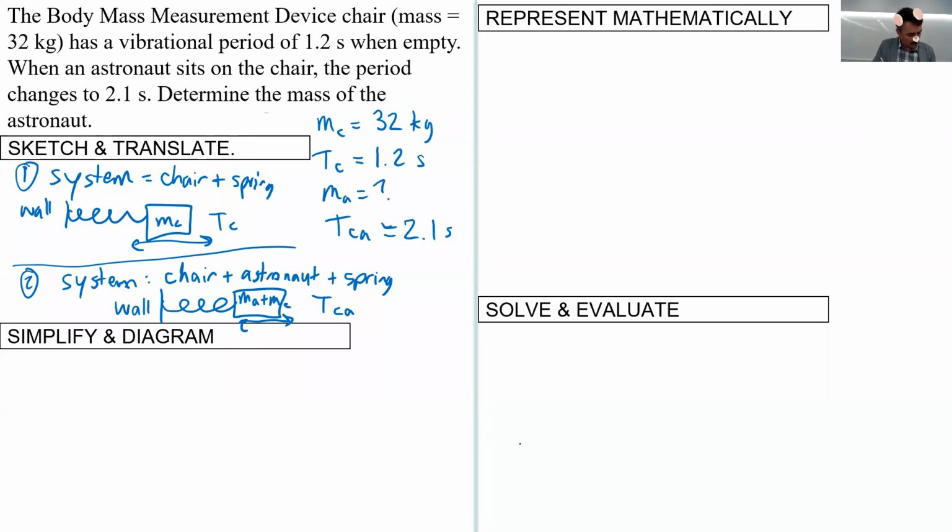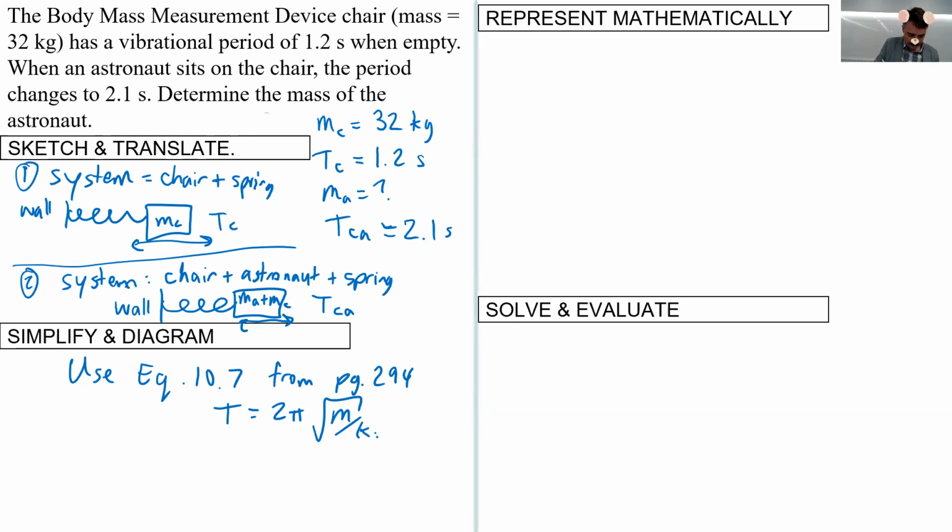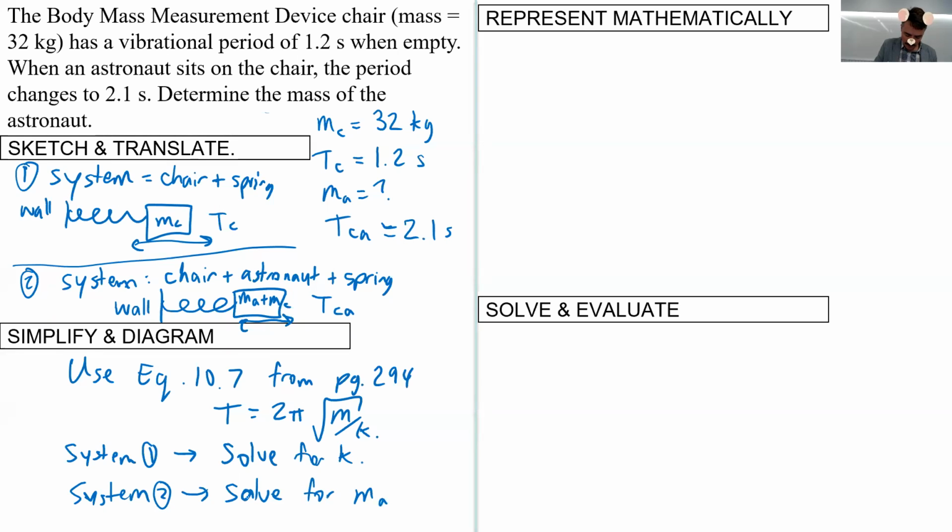Okay. And so what I think I'm going to do is I'm going to use equation 10.7 from page 294 of your book, which is that T is equal to 2 pi times the square root of m over k. And I'm going to use the system 1. I'm going to solve for k. Because you know mass and you know T. And then I'm going to use system 2. I'm going to solve for mass. Mass of the astronaut, I guess, right? Which is the mass of that, what we're trying to get.